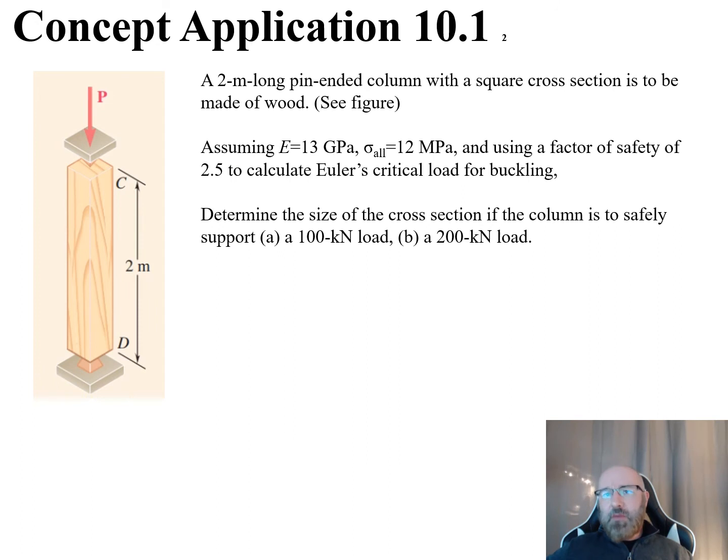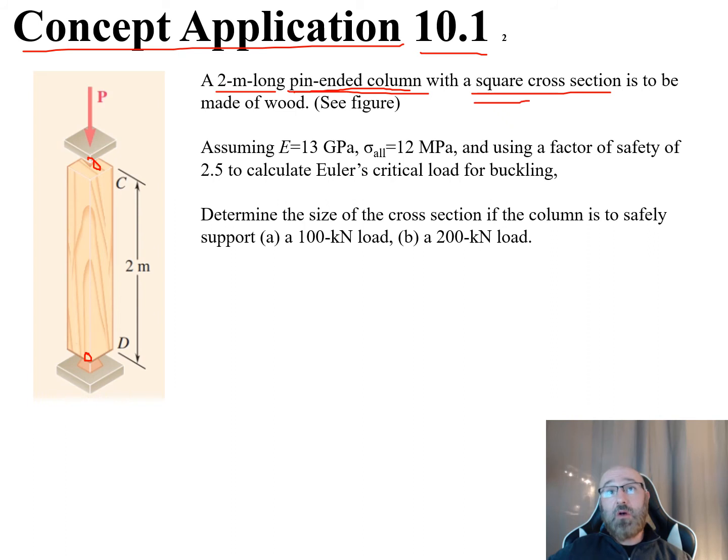So now let's apply some of that theory and governing equations to a concept application problem. So take a look now at concept application problem 10.1. In this problem, they tell us that we have a 2 meter long pin-ended column. So that's going to be very important right there, the fact this is pin-ended. And we can see this in our diagram off on the left over here. We have the pin-end connections there. This is going to have a square cross-sectional area. This is also important as well.